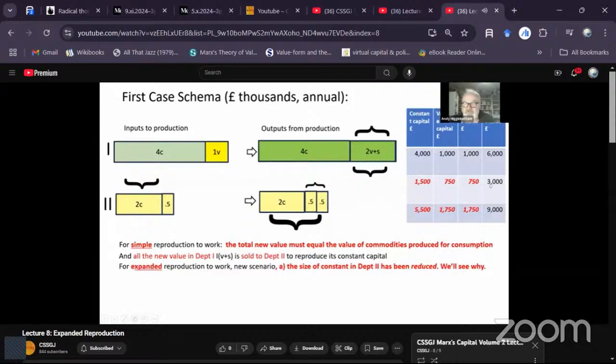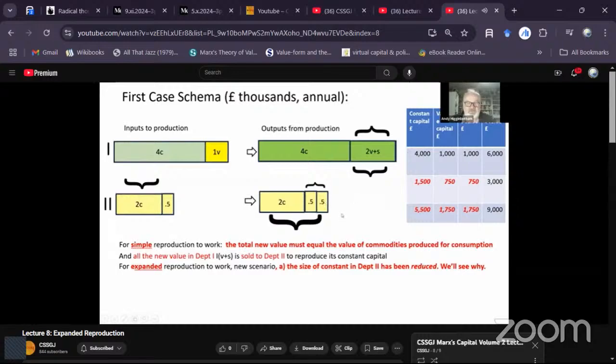Marx has changed these numbers a bit, and what you'll notice is he ends up with the same total result, but he breaks it down differently. That used to be 2000, was it 2000, 500, that's right. So what he's done is he's reduced the constant capital. So the value composition here, the organic composition, is 2 to 1. Here it's 4 to 1. So this one is more capital intensive than this department, and that's a move to reality, I think.